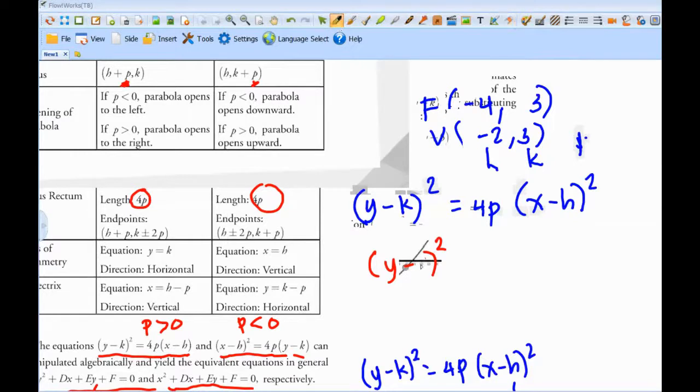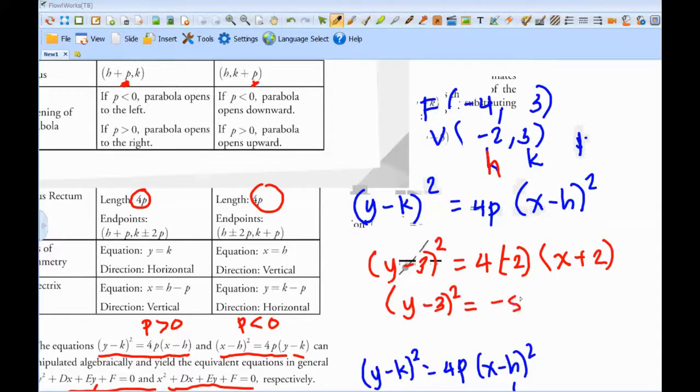So y minus 3 squared is equal to 4 times the p, which is negative 2, and x minus h, this is the h, so plus 2. Right? So let us solve: y minus 3 squared equals negative 8 times x plus 2.